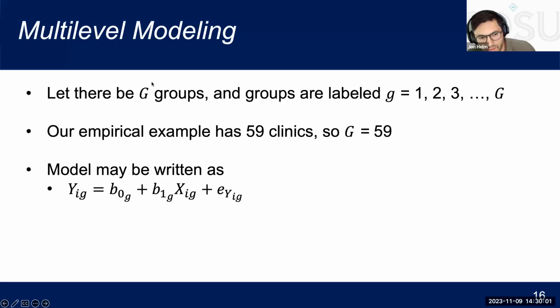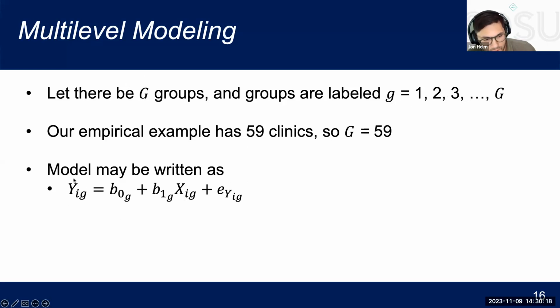So our capital G here is going to be 59. And groups are labeled with a lowercase g, which goes from 1, 2, 3 all the way to G. So we would go from 1, 2, 3 all the way to 59, you know, clinic 1, clinic 2, clinic 3, all the way to 59.